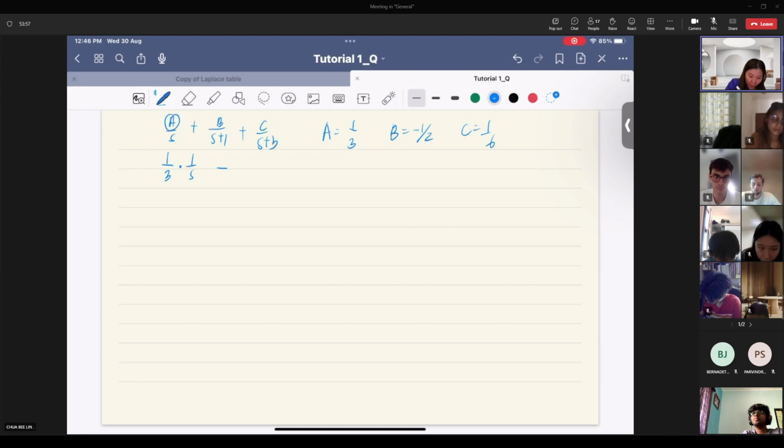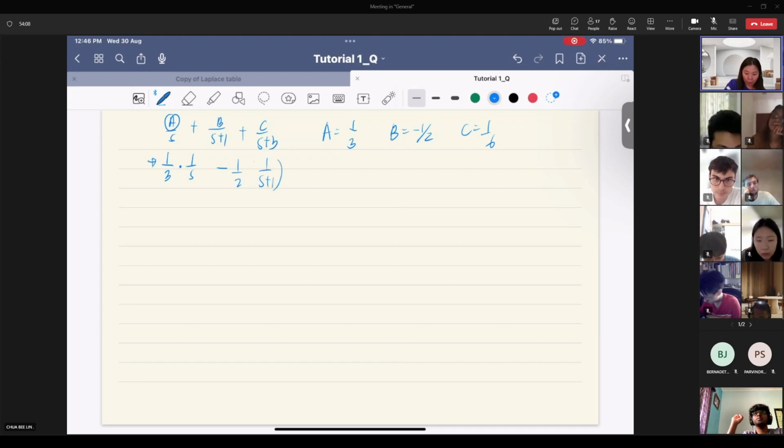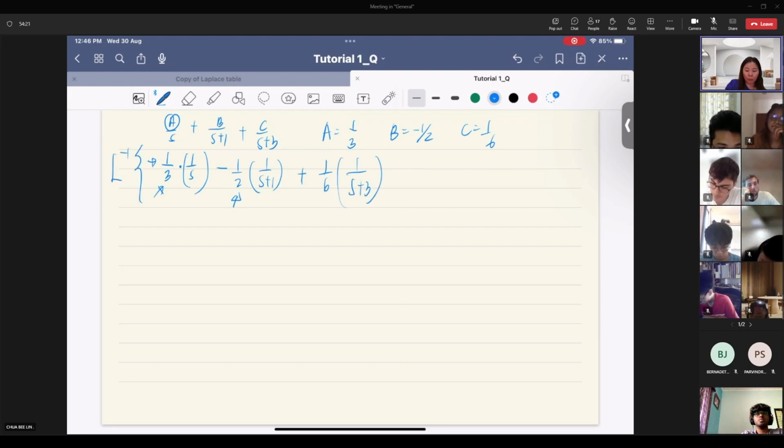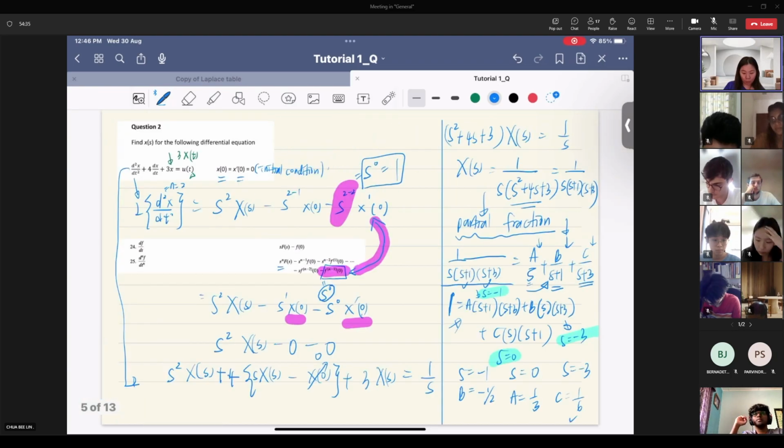You can see I put my A outside so that I can have my 1 over S there. B also I put outside, 1 over 2, then 1 over S plus 1. I will put a bracket, easy for me to find the simplest form. Then all of this is just coefficient. Then plus my C answer, 1 over 6, S plus 3. So the inverse Laplace of this is a direct conversion using the Laplace table. You will get the answer in x(t). So just now, all the final answers are in the t response. So it is x(t).